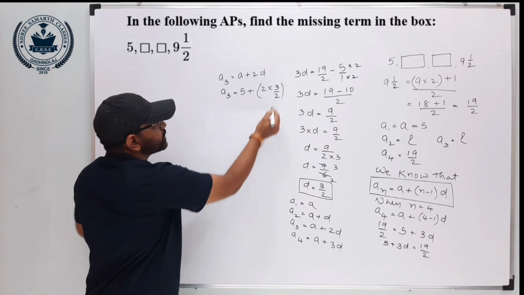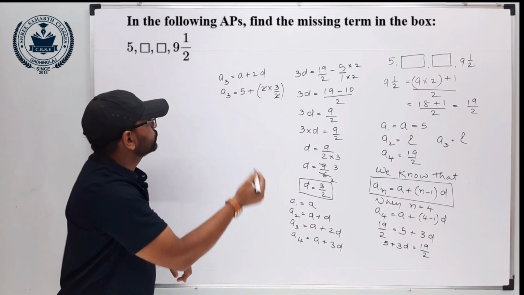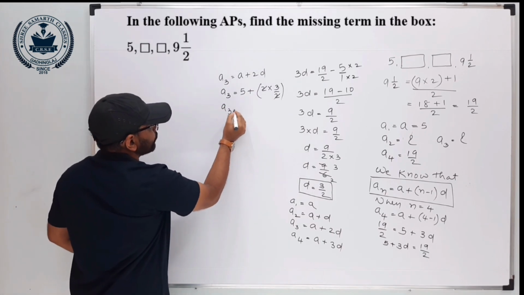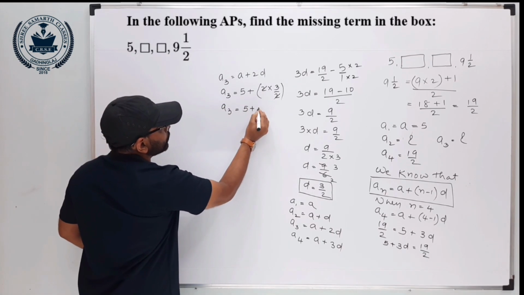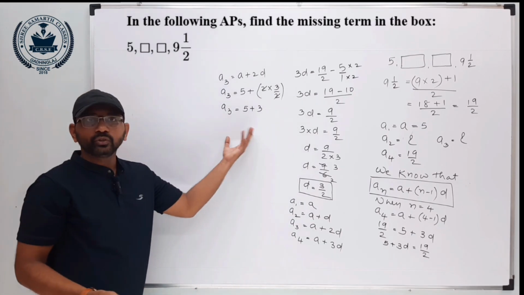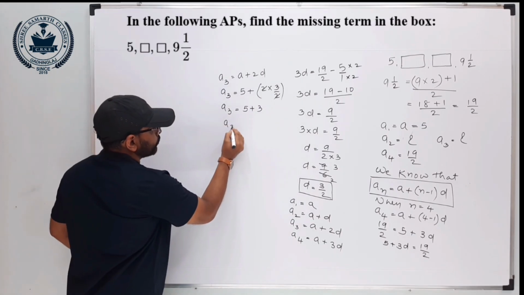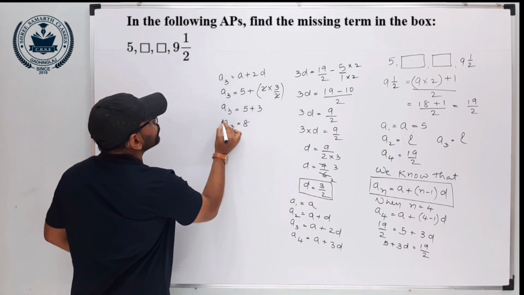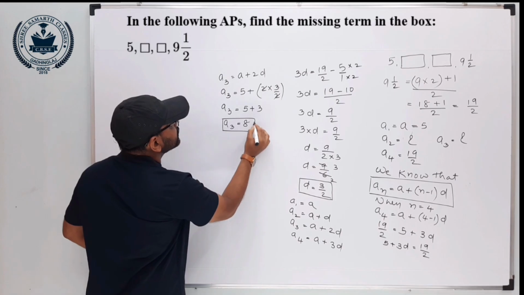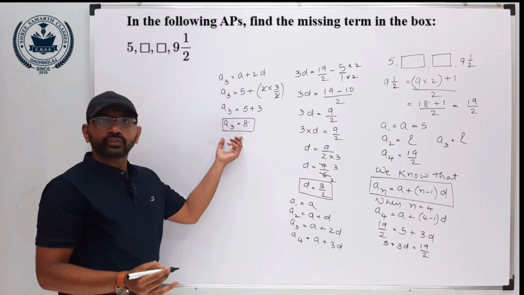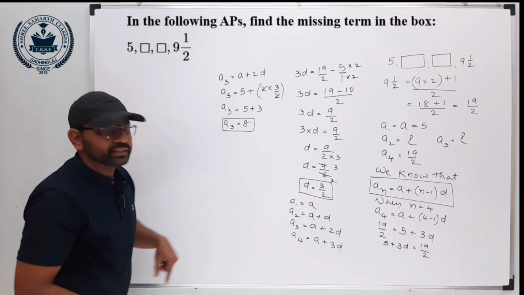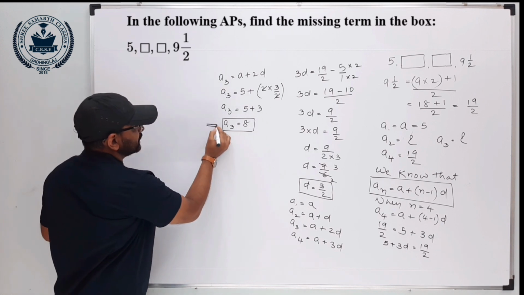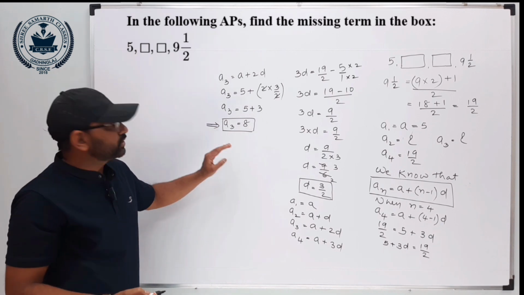Now, can I cancel it? Yes, multiplication, so cancel it. So what we get? a3 is equal to 5 plus 3. 5 plus 3 is how much? 8. So did we get the third term? Yes, the value of the third term, a3, is 8. So I will consider this as my third term.